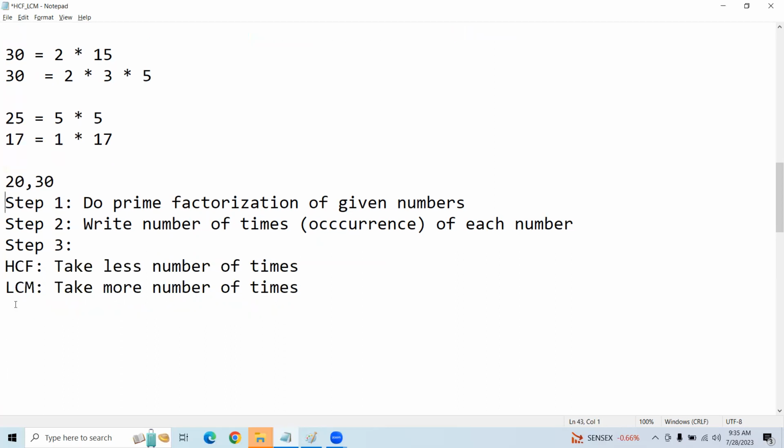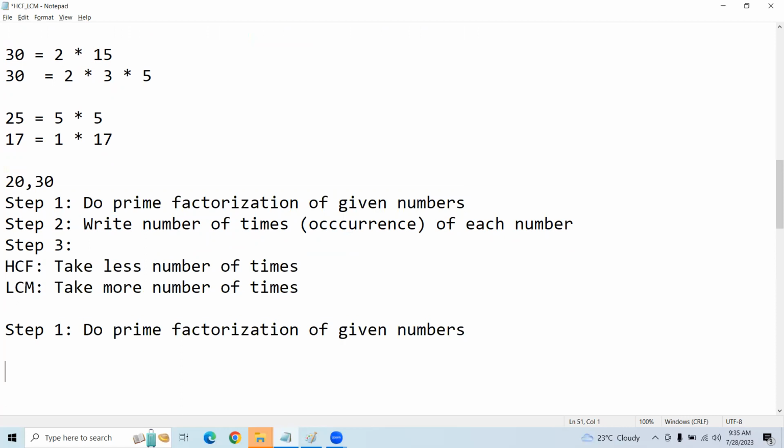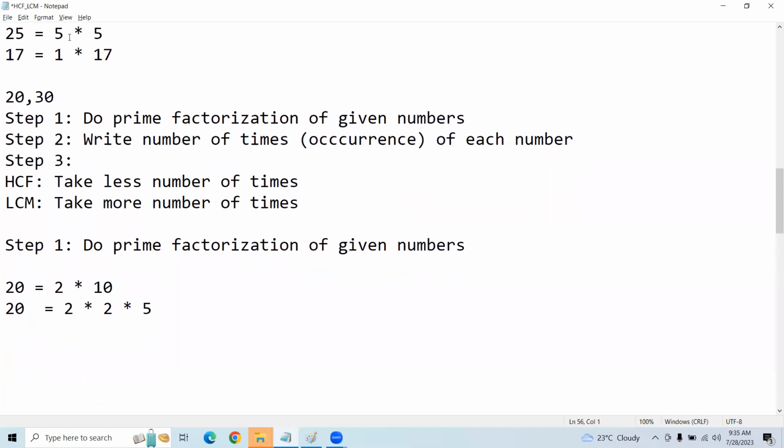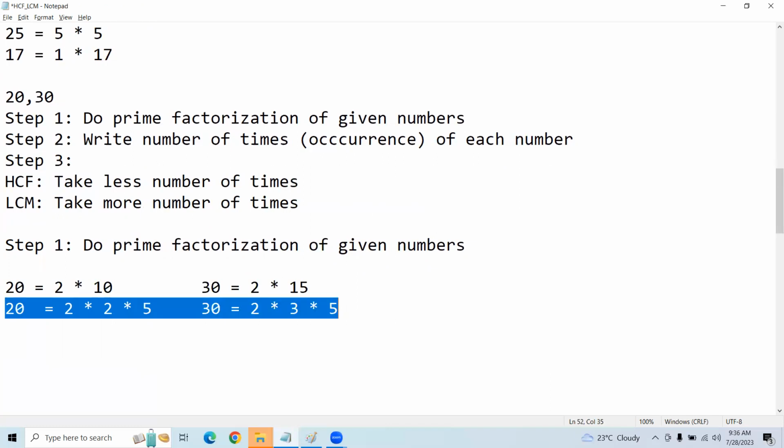Yeah. So let's start solving this with our method of prime factorization. So 20 is nothing but 2 into 10. How can you show 10 further? 10 is 2 into 5. So this is the prime factorization of 20. Similarly, we will do the prime factorization of 30. 2 into what becomes 30? 15. And then how can you show 15 further? 3 into 5. So this is the prime factorization of 20 and this is the prime factorization of 30.